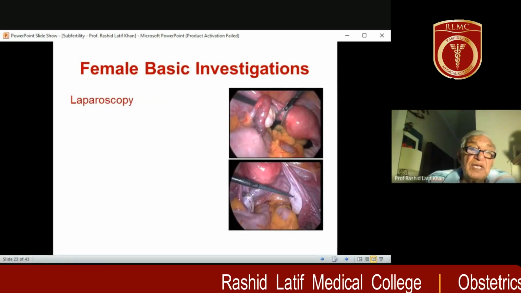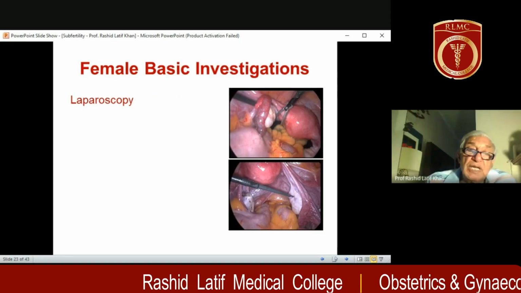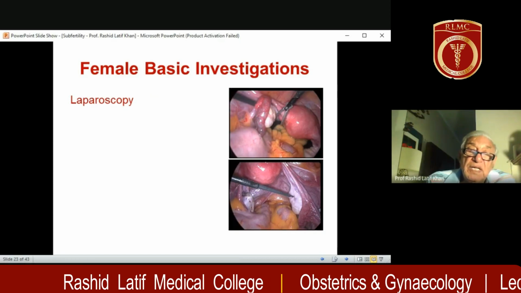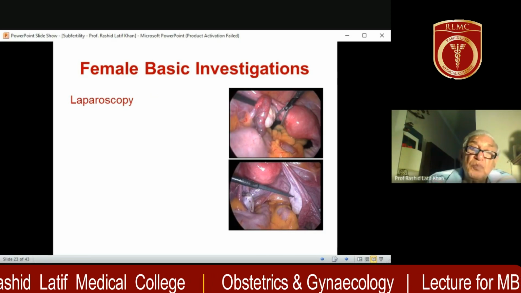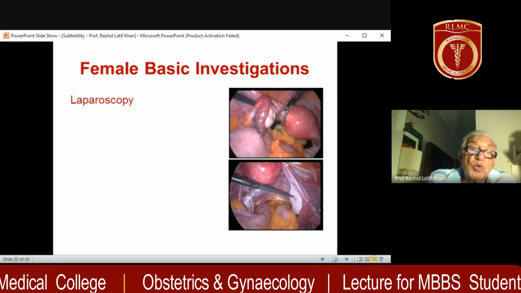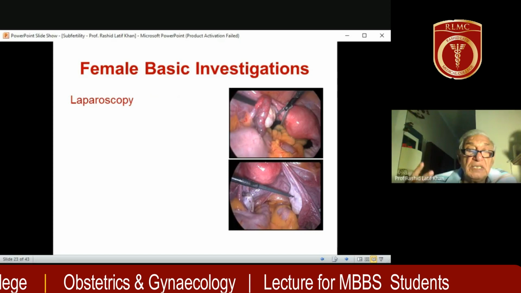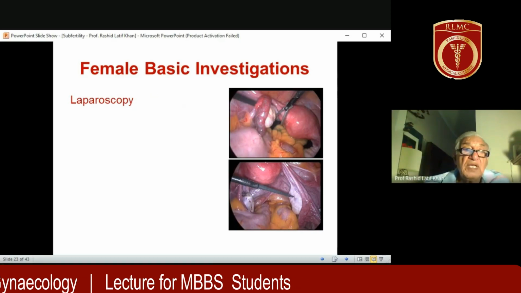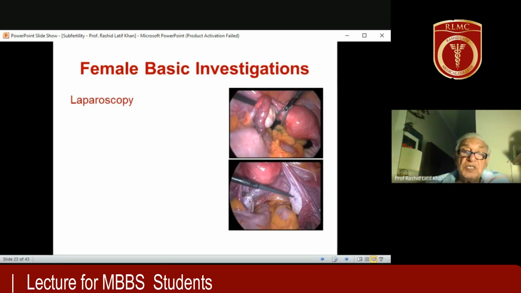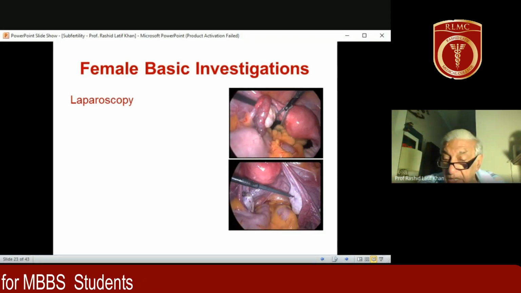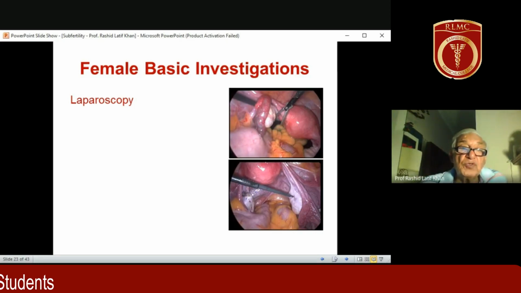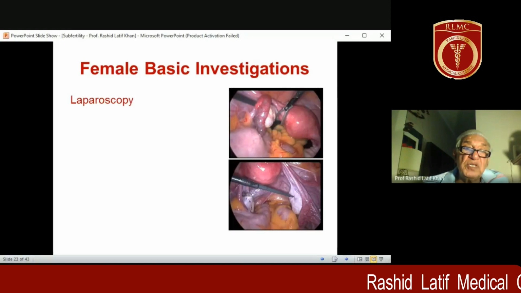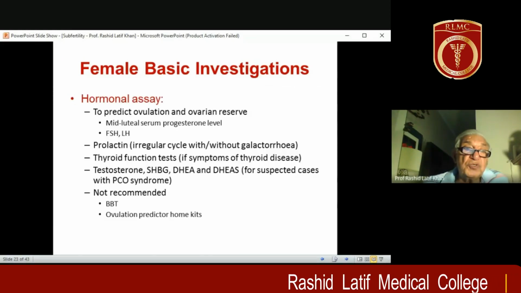Then the second alternative test is laparoscopy. Diagnostic laparoscopy is a very useful tool. I would say in my practice, I prefer laparoscopy over hysterosalpingography because it's more comprehensive. It gives you visual information about the uterus, health of the tubes, ovaries, or any other adhesions or abnormality. Sometimes endometriosis is present, which doesn't show in hysterosalpingography but could be diagnosed only by laparoscopy. Although it is an invasive and expensive procedure, it gives you more complete information about the pelvic genitalia than hysterosalpingography.